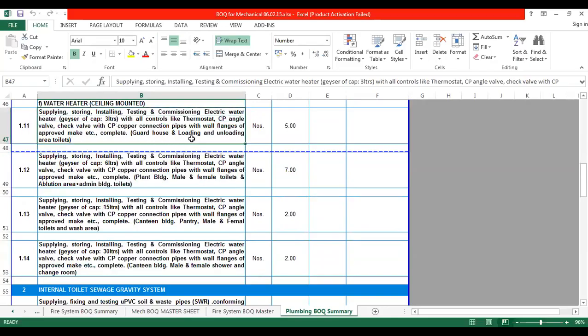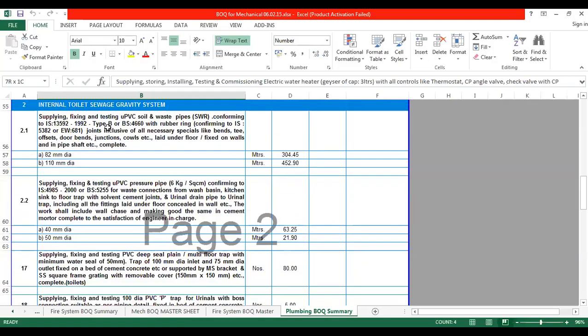3 liter for wash basin users, 6 liter also for wash basin only. So all the models, loading and unloading area we are using. The 6 liter for male and female toilet operation area, admin building toilet wash basin. The 50 liter for canteen building, pantry, male and female toilet wash areas. Canteen building male and female shower area, change room, we are using kettle liters. All things we have given here.